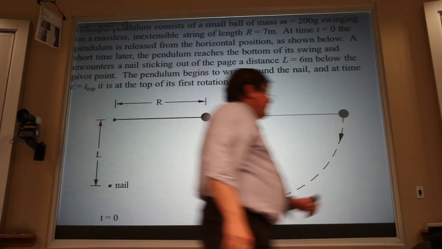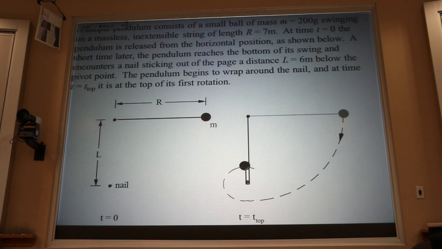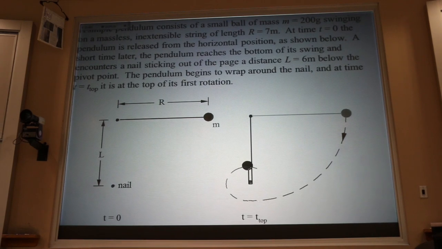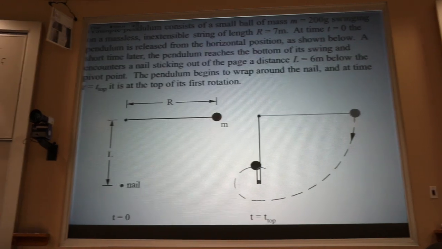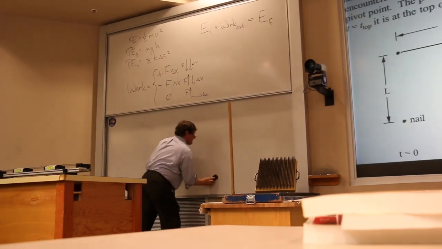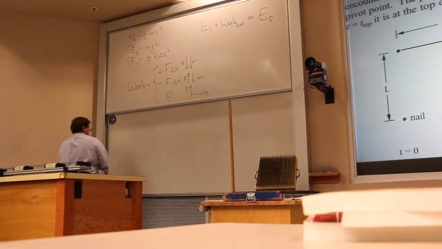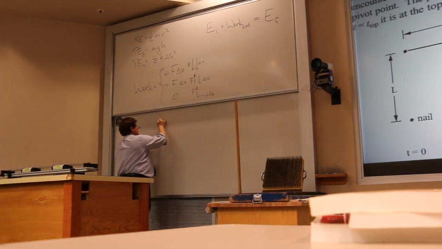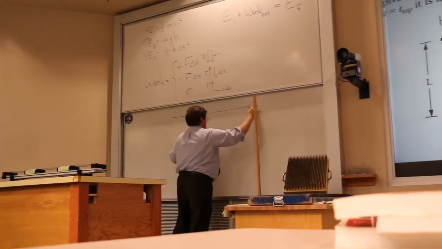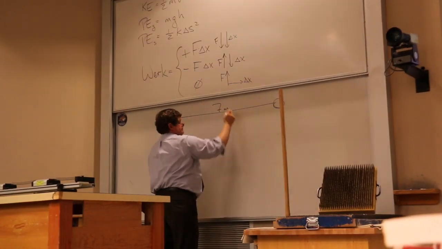Now, in this problem, we have a pendulum, which is just a mass on a string, and the string is quite long, 7 meters long, and we've attached it to the side of a barn, and so that pendulum, if it were just left alone, that's 7 meters.